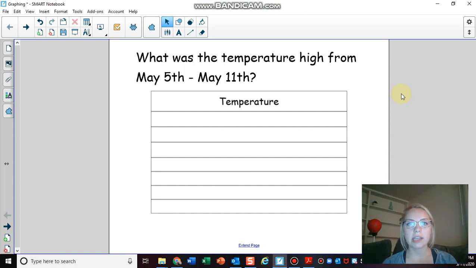Okay guys, so as promised, today we are going to talk about how to make a line graph. Now actually, out of the bar graph, the picture graph, and the line graph, the line graph is my favorite one. I think it's really interesting and I think that it shows a lot of information in the graph.